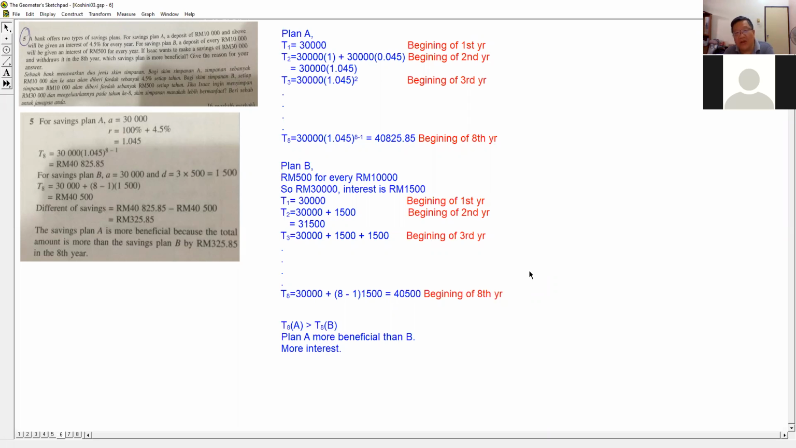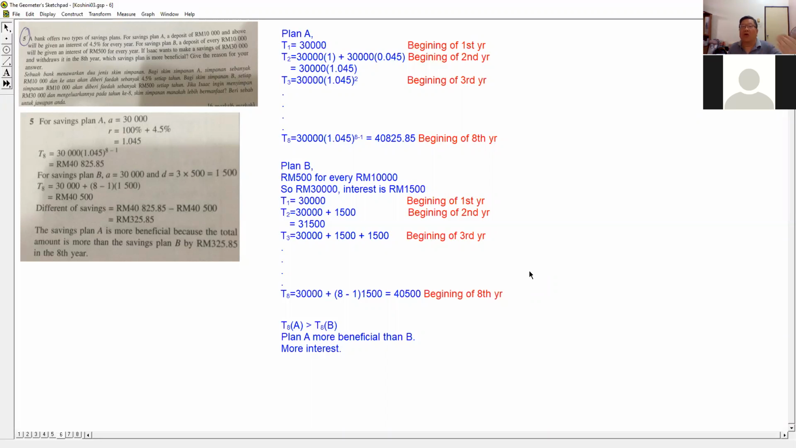So they will not give you the interest for 40,000. They will only give you the interest based on 30,000. Okay, now? Then if you look at the following year, the 8th year, you have 40,500. This is the first time you are having more than 40,000 inside the bank.